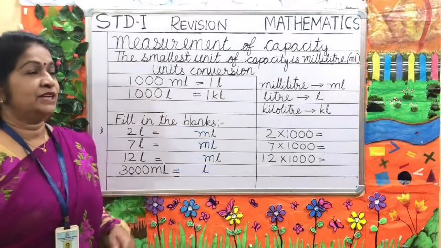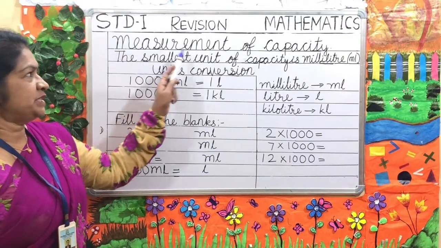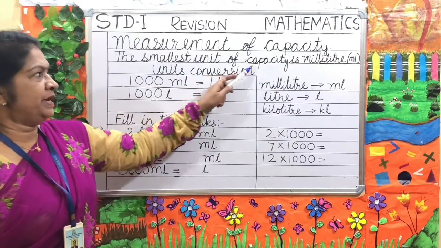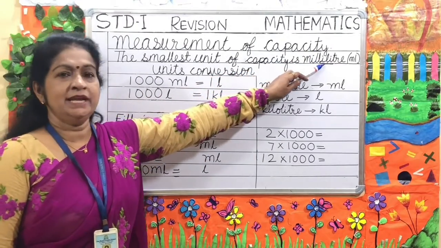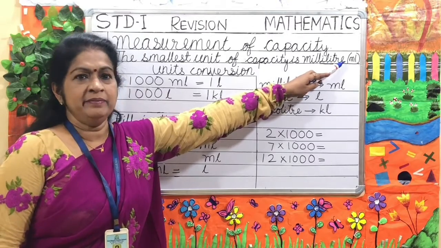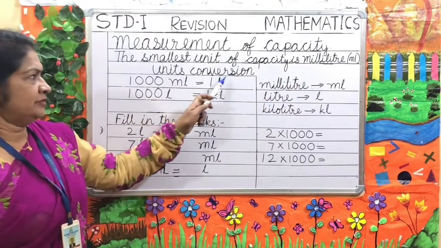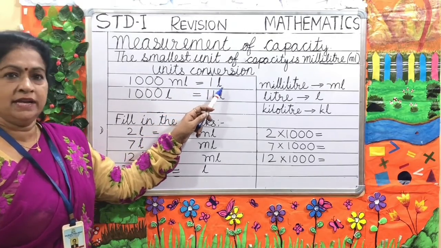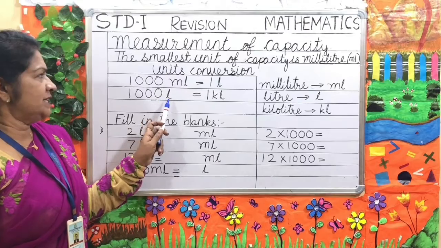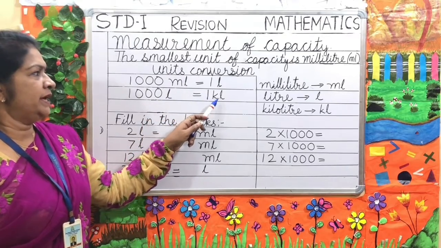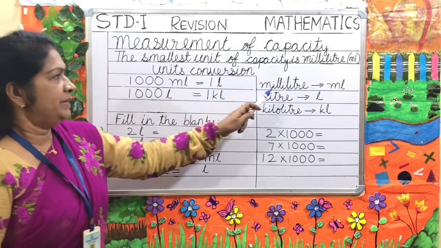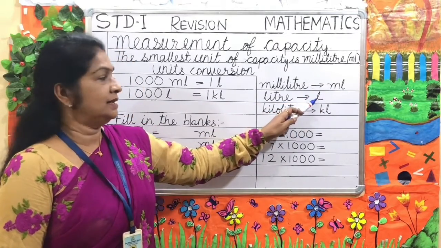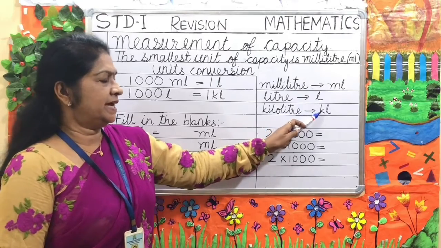So our next topic is measurement of capacity. The smallest unit of capacity is milliliter. It is written as ml. Units conversion. 1000 milliliter is equal to 1 liter, and 1000 liter is equal to 1 kiloliter. Milliliter is written as ml, liter as L, and kiloliter as KL.